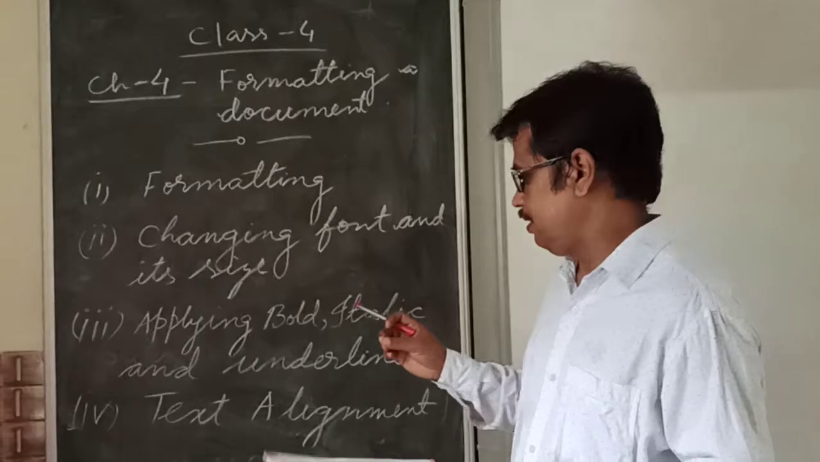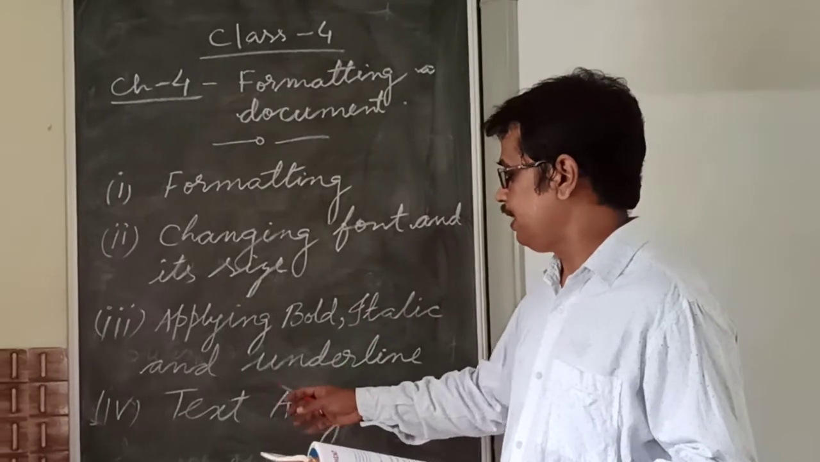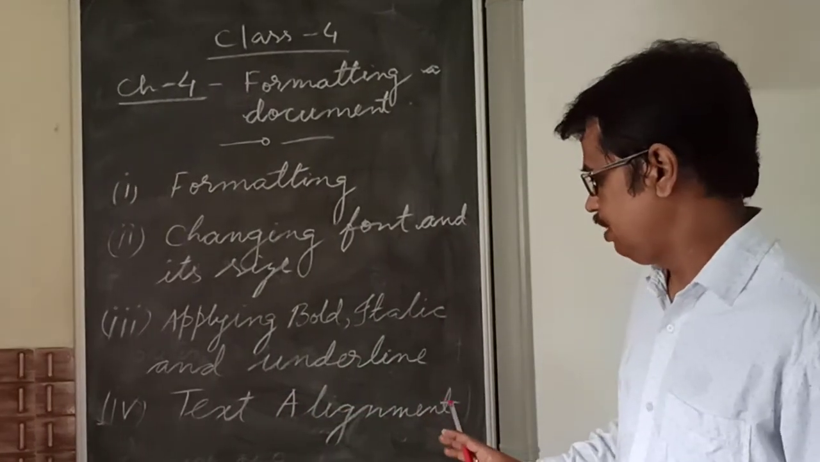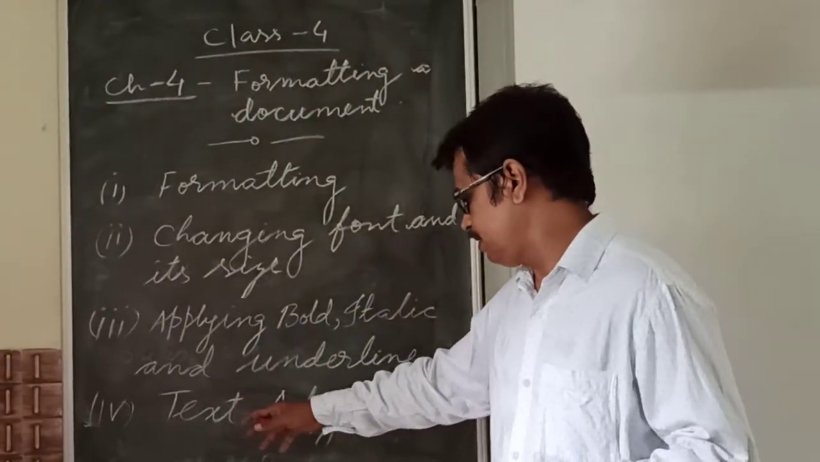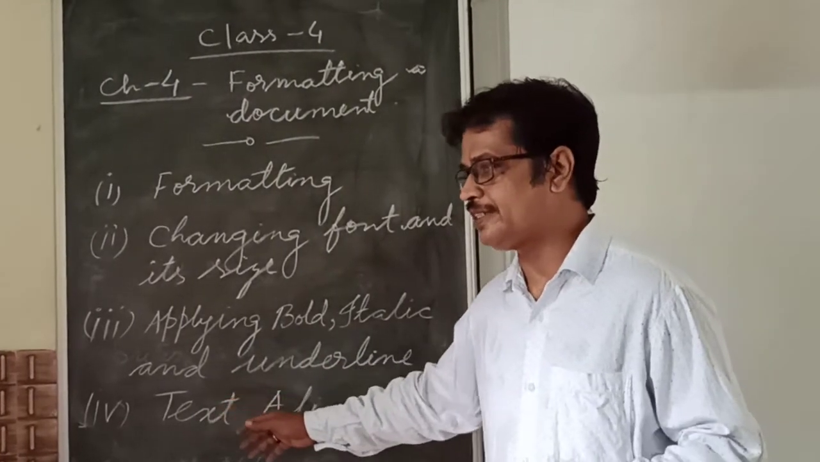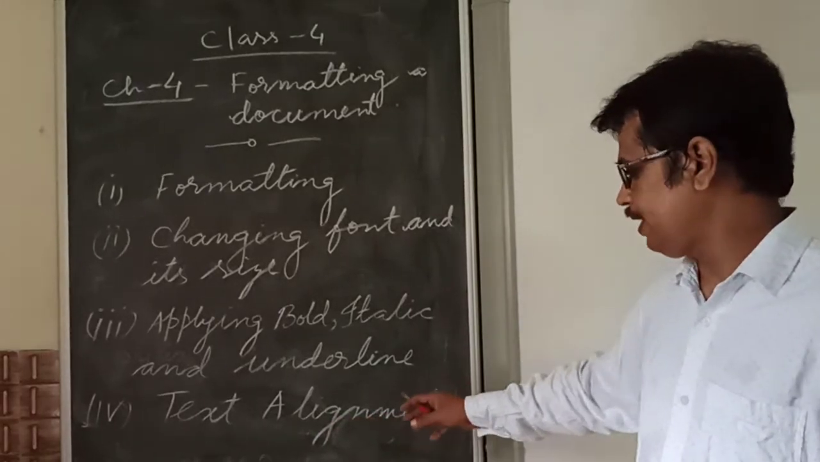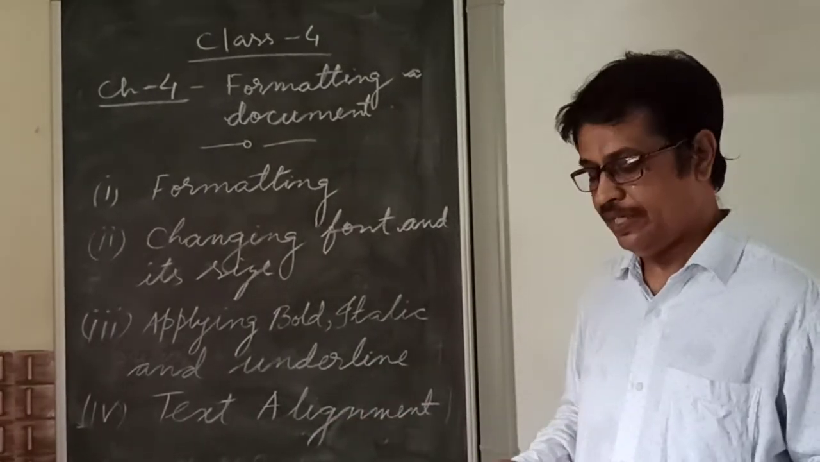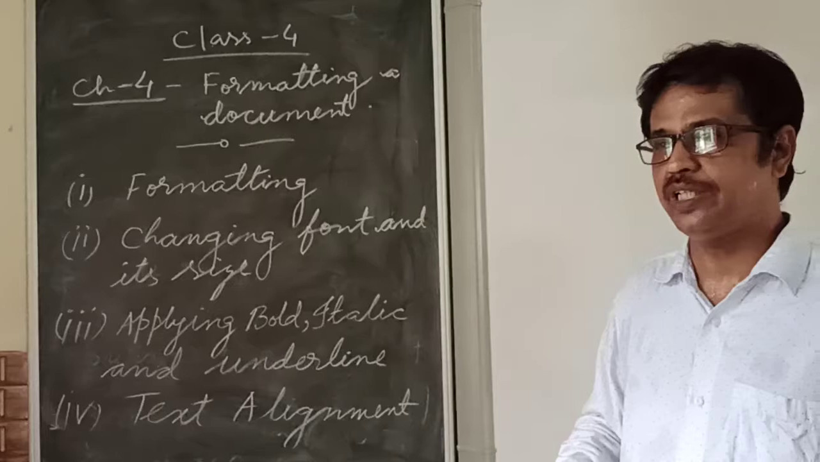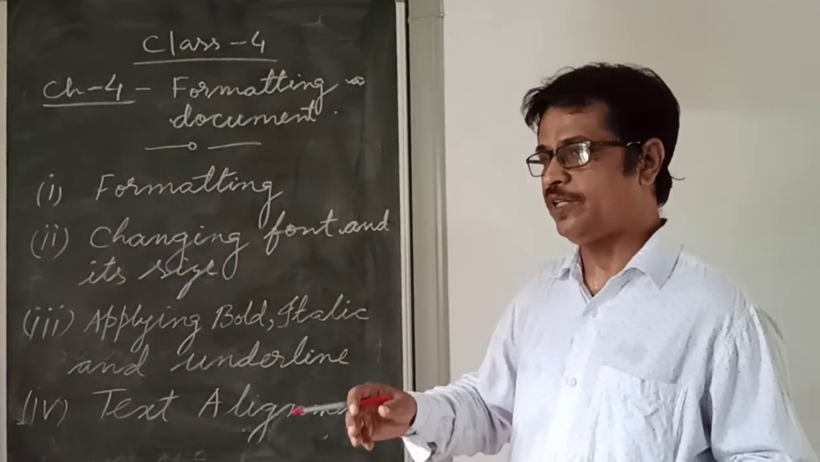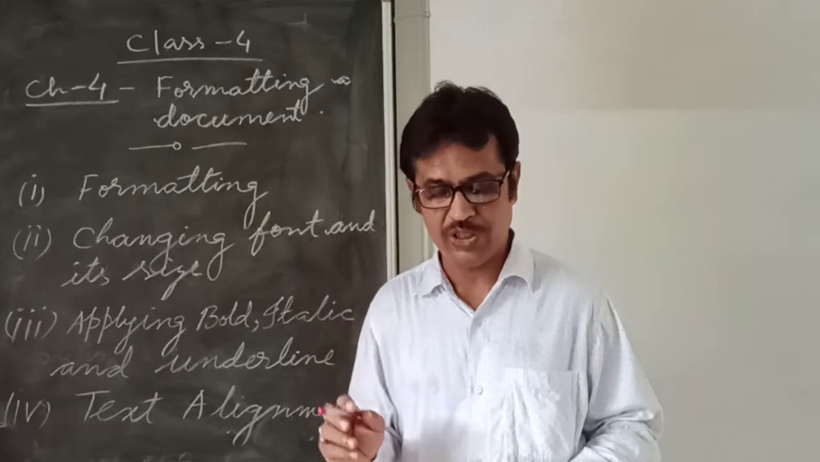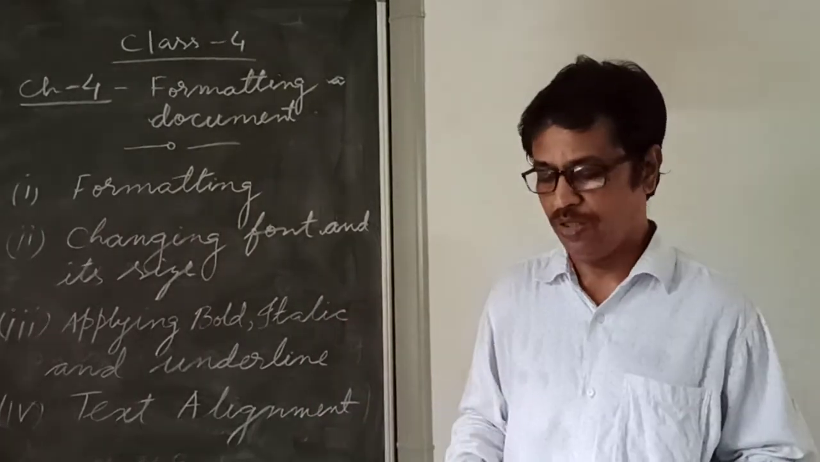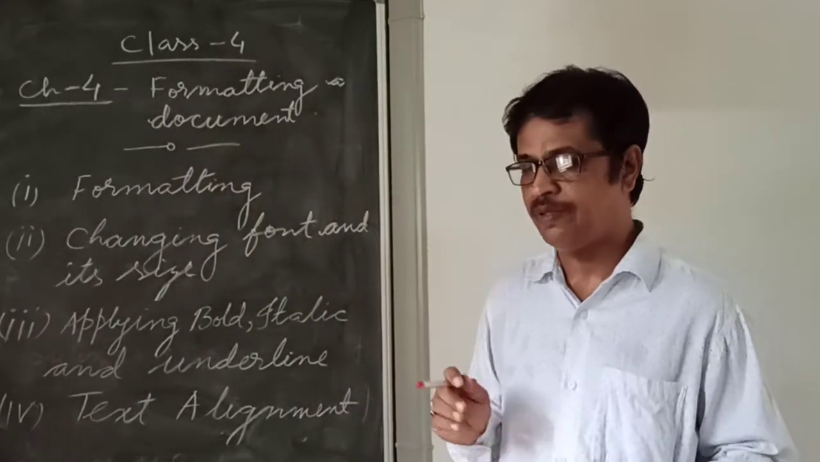So now next is text alignment. Before discussing the text alignment, you should know what alignment is. Alignment refers to the positioning of your text in a document. There are 4 types of alignments.